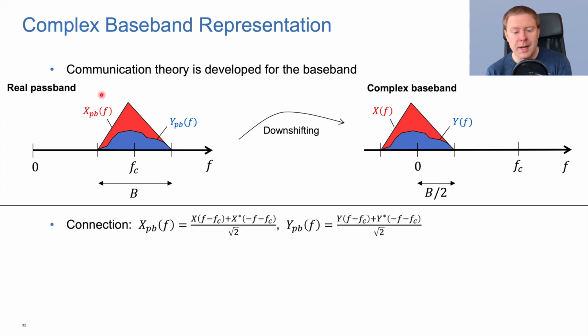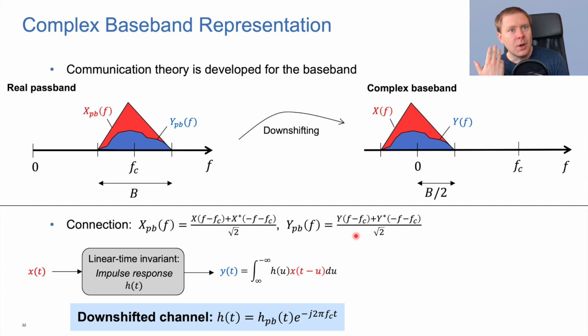And the connection between the passband signals with PB as subscript and the complex baseband signal without PB can be written like this. You take x of f, you are moving it up to plus carrier frequency, and we have a negative part as well. We add them up and we get the passband signal. And we can do the same thing for the received signal. They're connected like this. This is standard signals and systems theory.